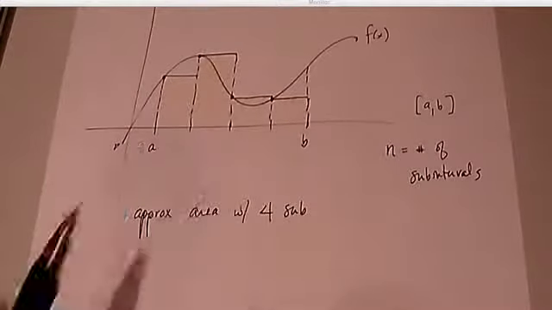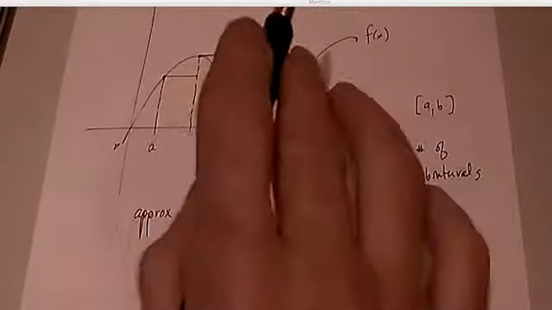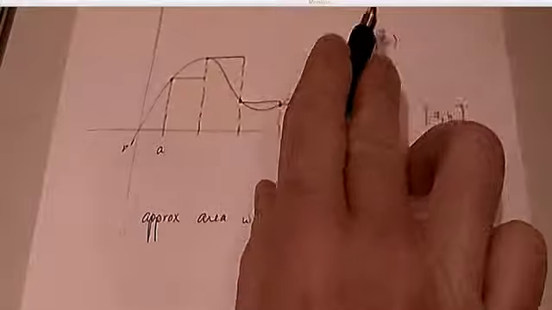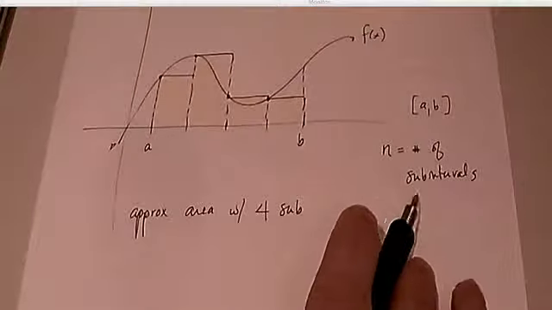Okay? So as we move forward, we need to understand the fact that we're dealing with f of x on an interval from A to B, and we're dealing with n subintervals, okay?